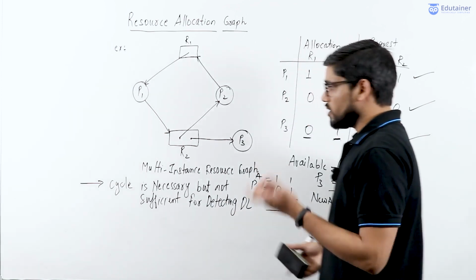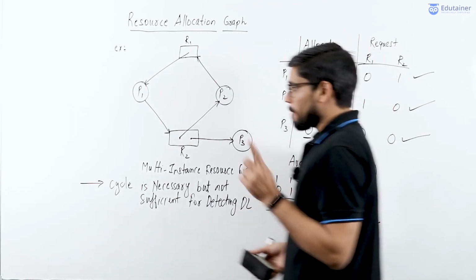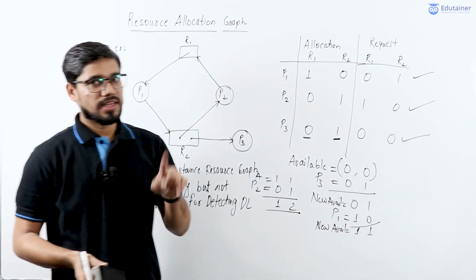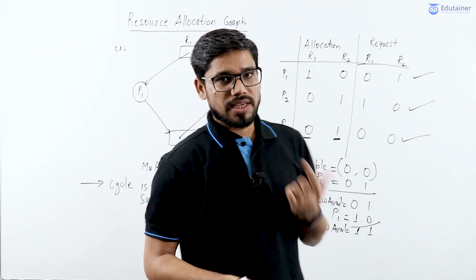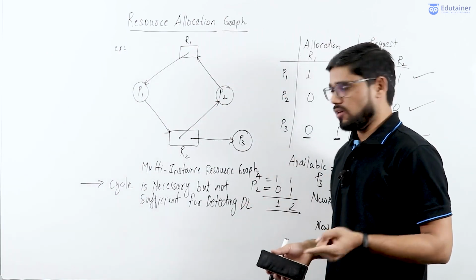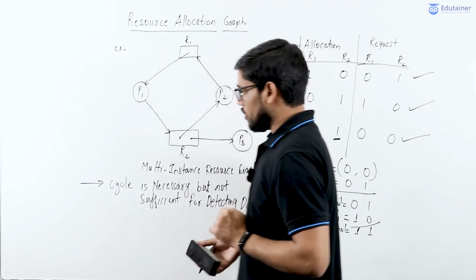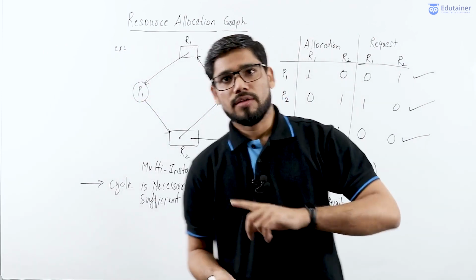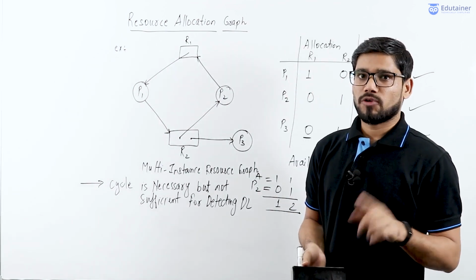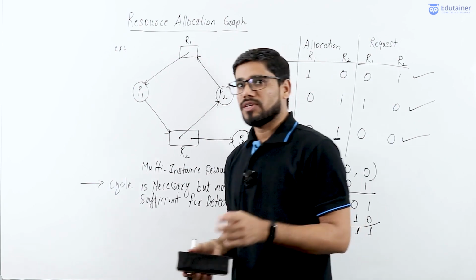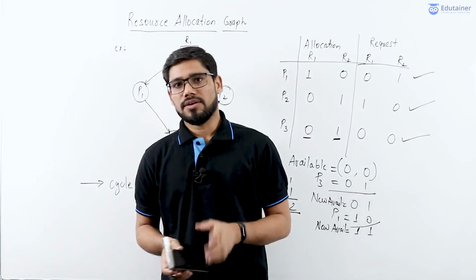So based on these two results, in the previous video, for a single-instance resource graph, a cycle is necessary and sufficient. But in case of a multi-instance resource graph, a cycle is necessary but not a sufficient condition. So remember these two important results. Based on these two important results, we will discuss the strategy for handling deadlock detection and recovery. So in the next video, we will see the deadlock detection and recovery strategy.